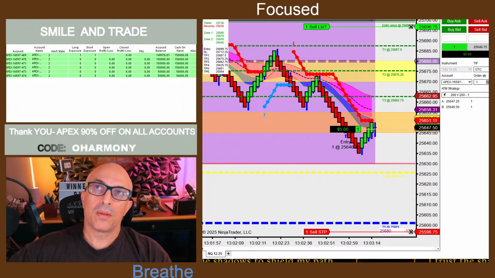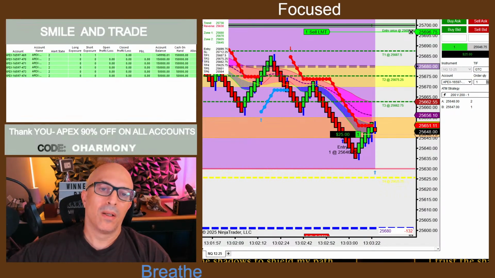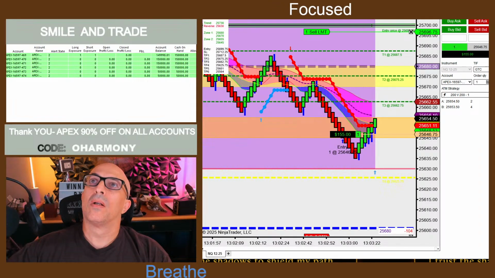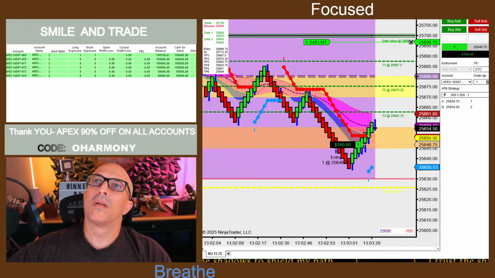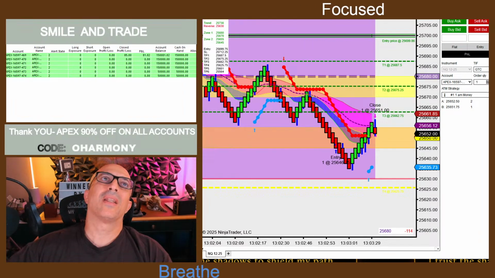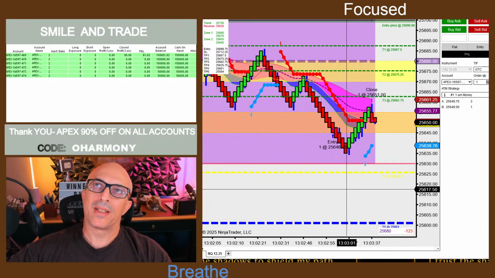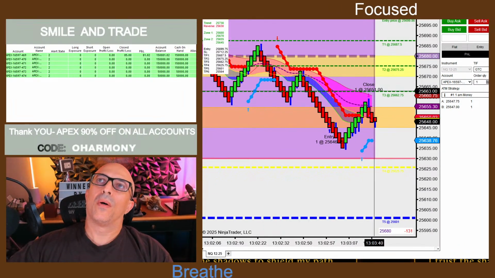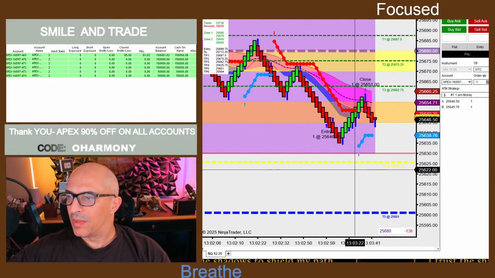I like to hold on to it a little bit longer to maybe target number 3. Target number 3 is coming up. I'm taking that one. And I will look for another pullback and see if I can get in. So it's profitable.